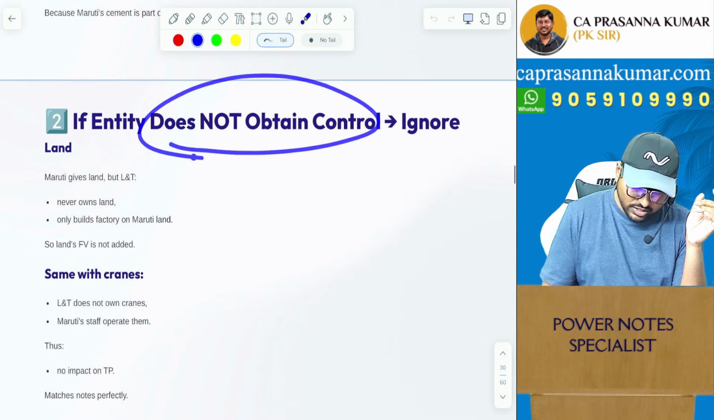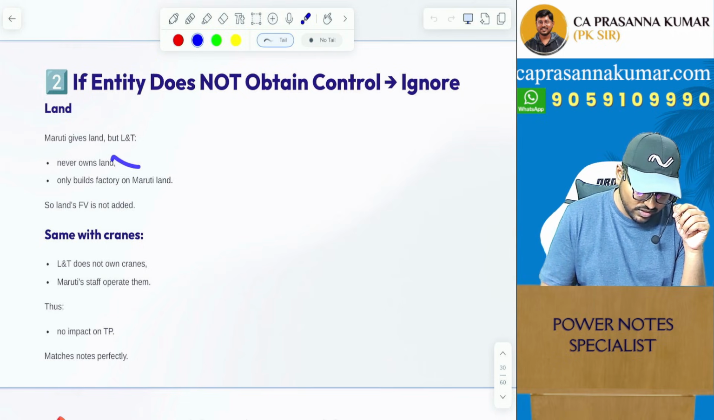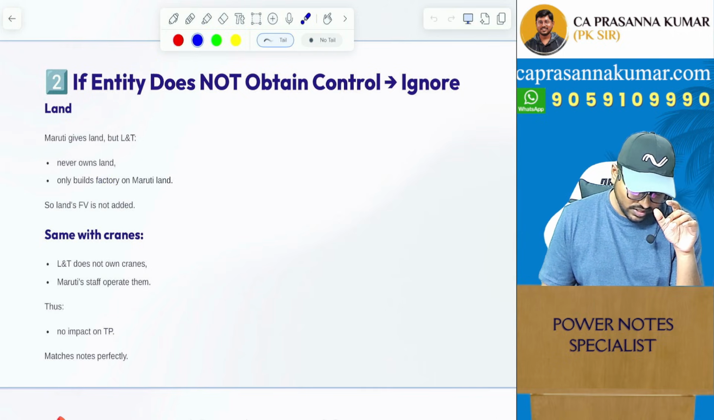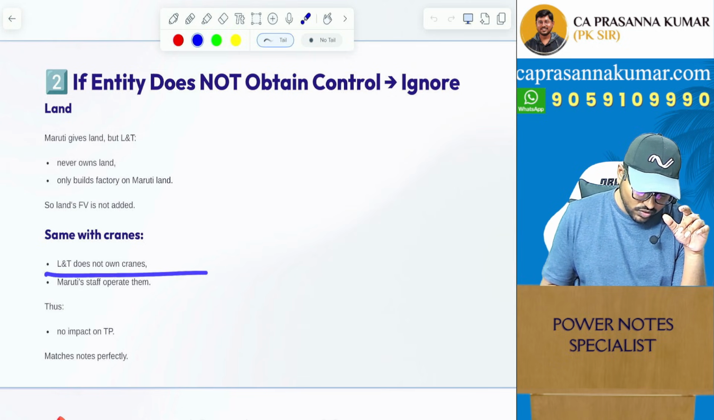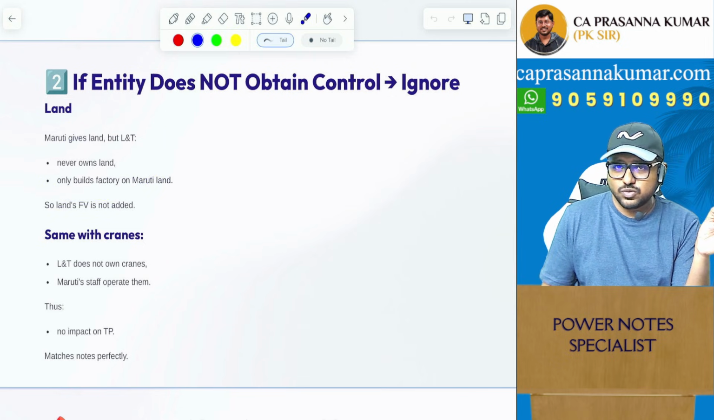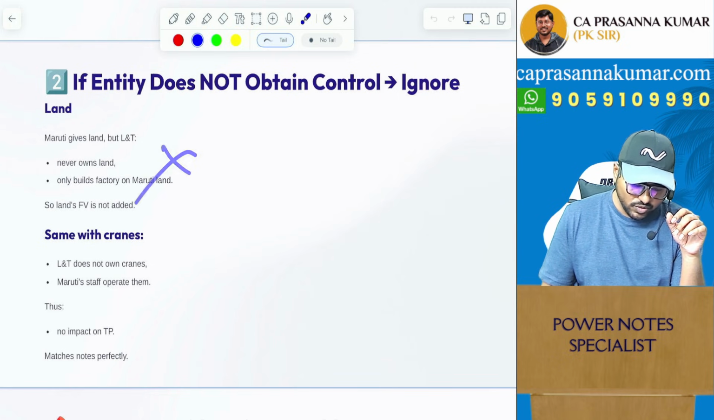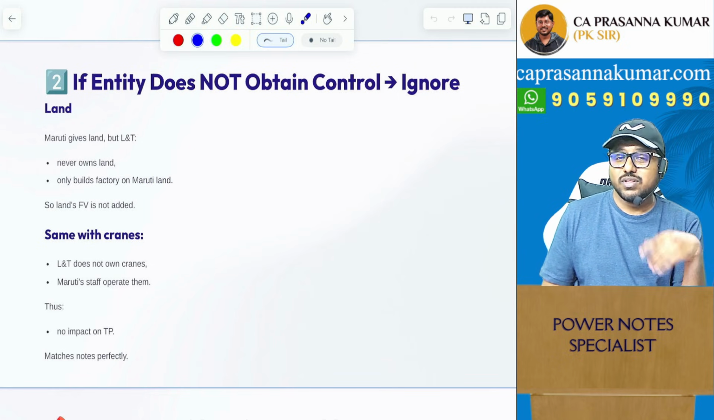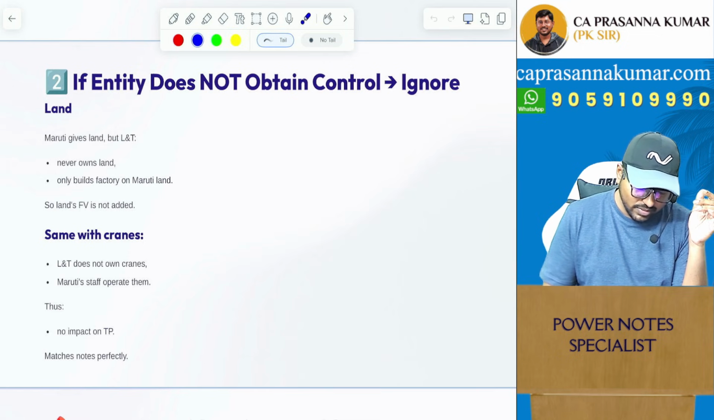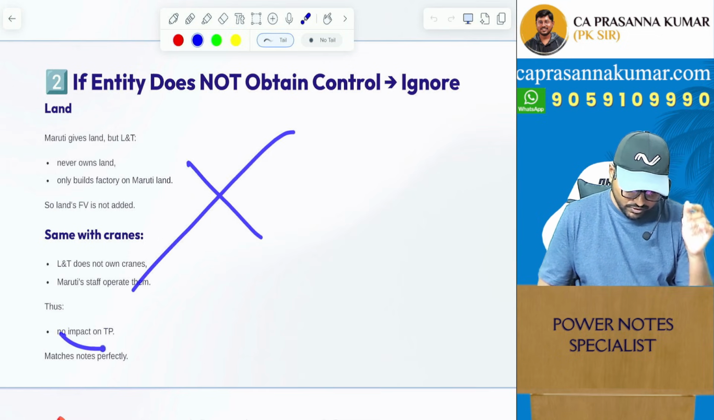Whereas if the entity does not obtain control, in what cases? Land, no control. Are you able to understand? Even the crane also, L&T does not have any control. In that case, L&T does not own cranes. Maruti staff operate them. Land also, L&T doesn't own it because it is owned by Maruti Suzuki. So you don't have any control. Therefore, in these two cases, whatever the fair value of the land and fair value of the crane should not be included in the transaction price, because L&T has got no control. Therefore, no impact on TP.